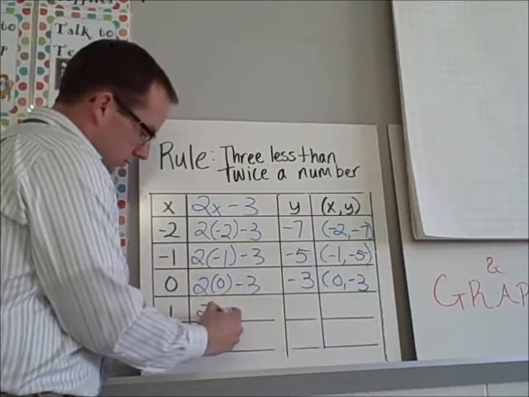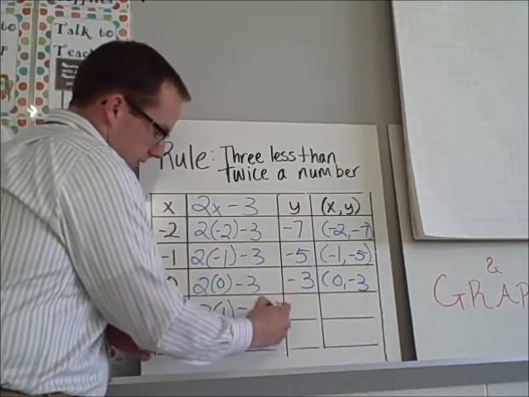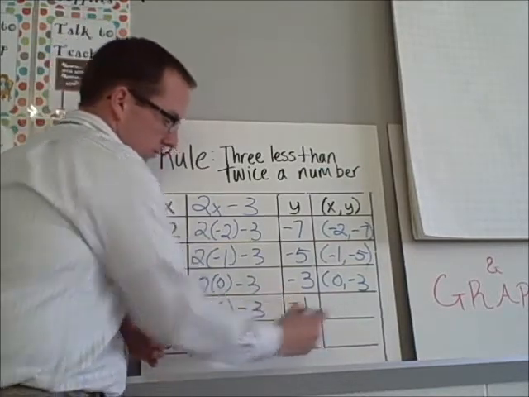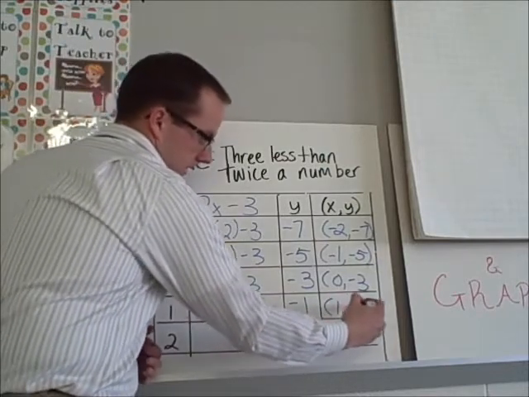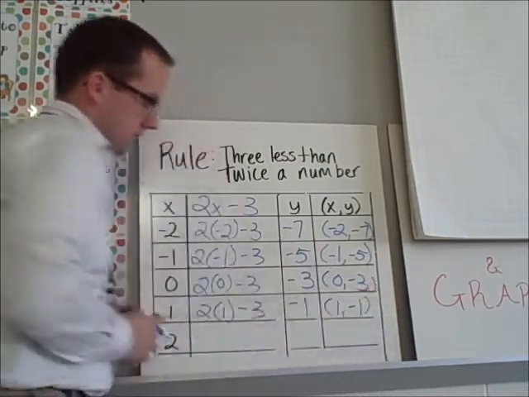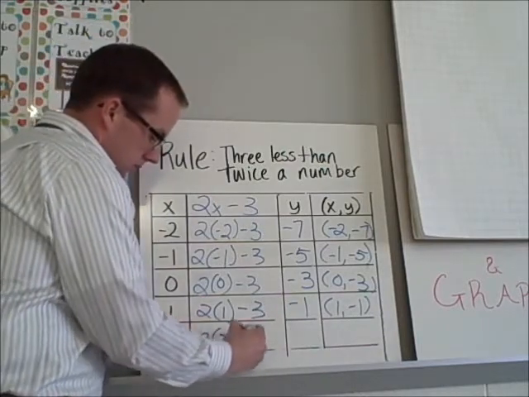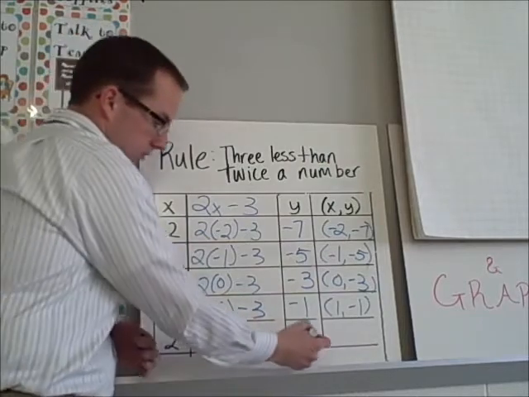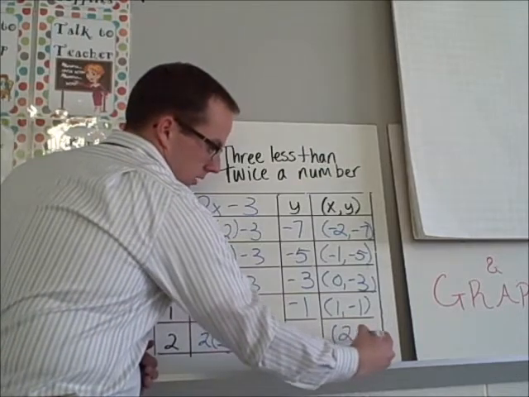Continuing on, 2 times 1 for x, minus 3. 2 times 1 is 2, minus 3, you get -1. Your coordinates are 1, -1. And then last but not least, 2 times 2 minus 3. 2 times 2 is 4, minus 3 is 1. So my last coordinates are 2, 1.